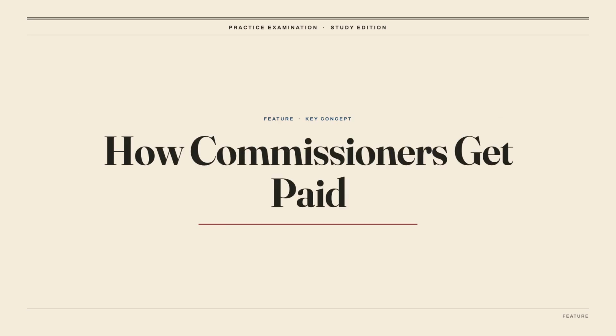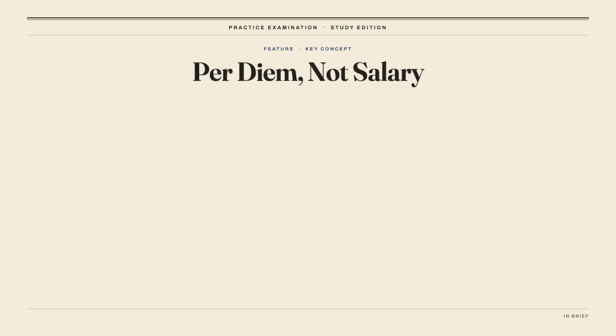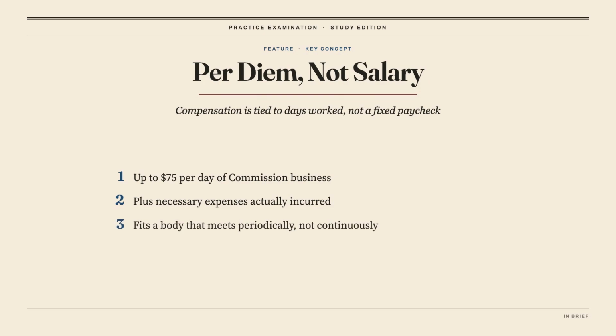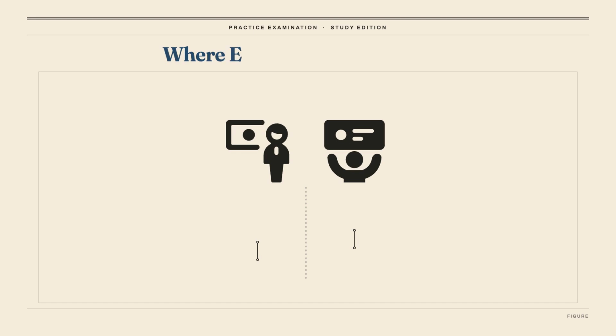The Missouri Real Estate Commission is a real regulatory body, appointed by the governor and confirmed by the Senate, mostly experienced brokers plus one voting public member who holds no license at all. The statute caps a commissioner at $75 per day devoted to commission business, plus reimbursement for expenses actually incurred. That per diem structure, rather than a salary, fits a board that meets only periodically. And the expense reimbursement means serving never costs a commissioner money out of pocket.